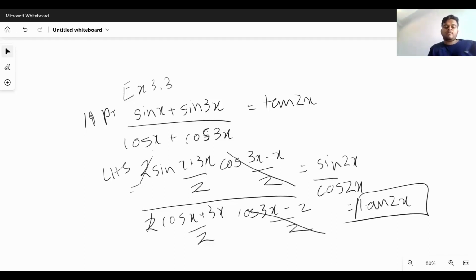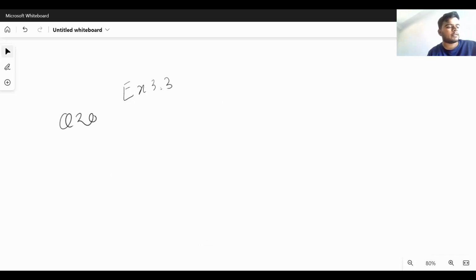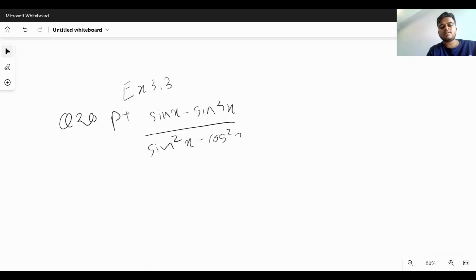So that was our 19th question as well. We are now going to solve our 20th question, right? Let's try and do this. Question number 20, correct? We need to prove that (sin x minus sin 3x) upon (sin square x minus cos square x) equals something. So there is a problem here, right? We are subtracting sin 3x from sin x, and in the denominator as well, we know that cos square x minus sin square x is nothing but cos 2x.